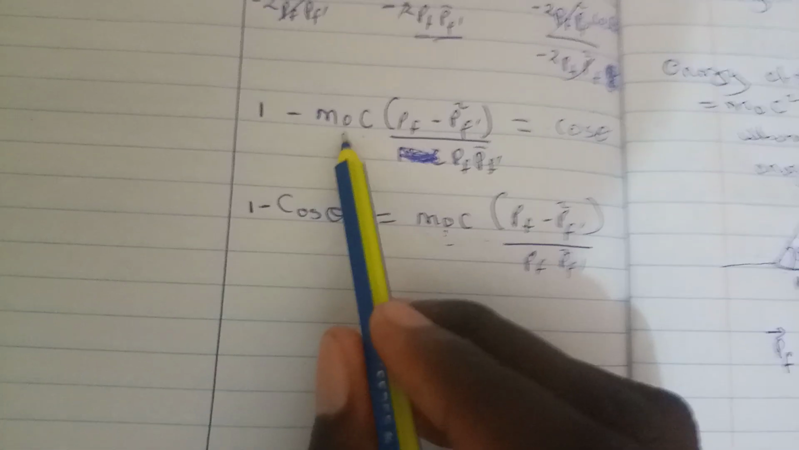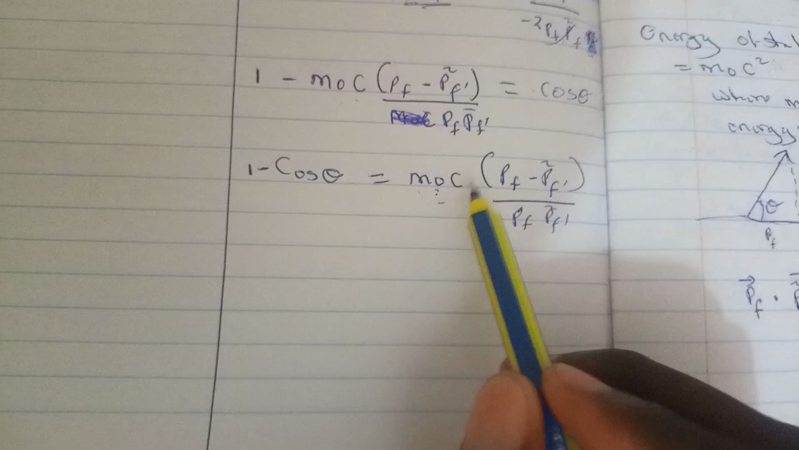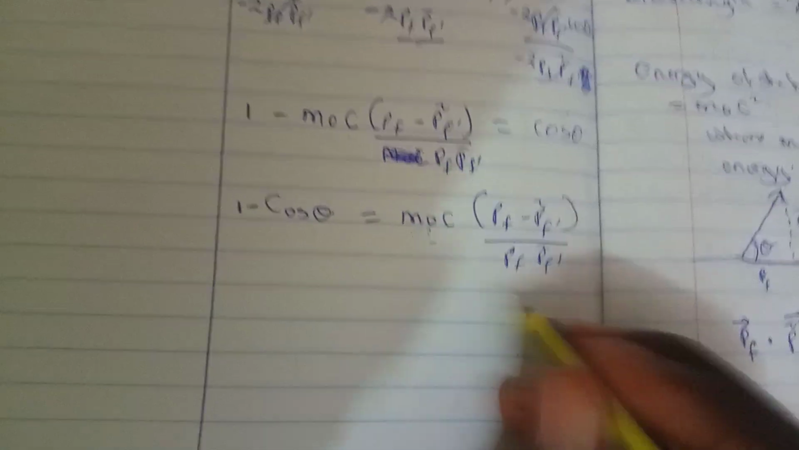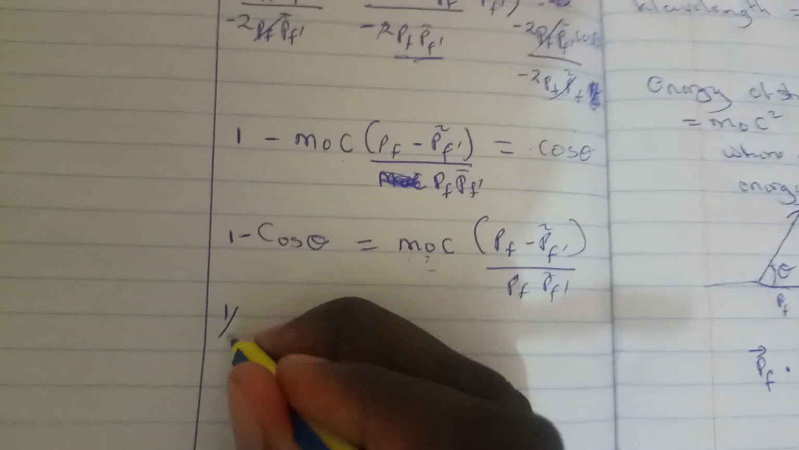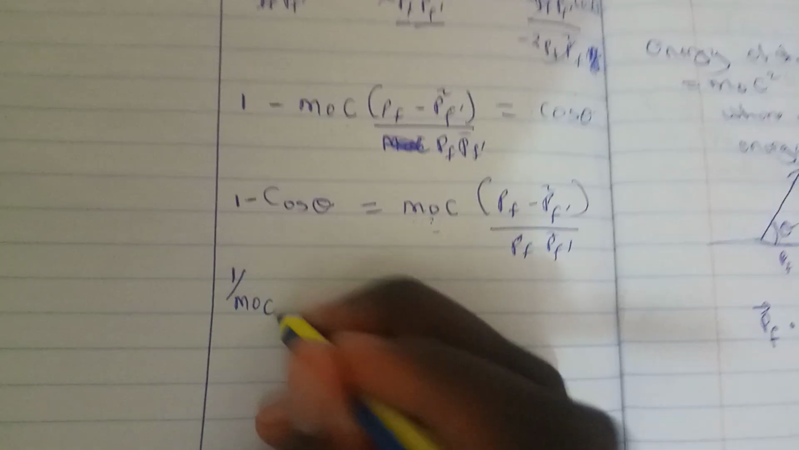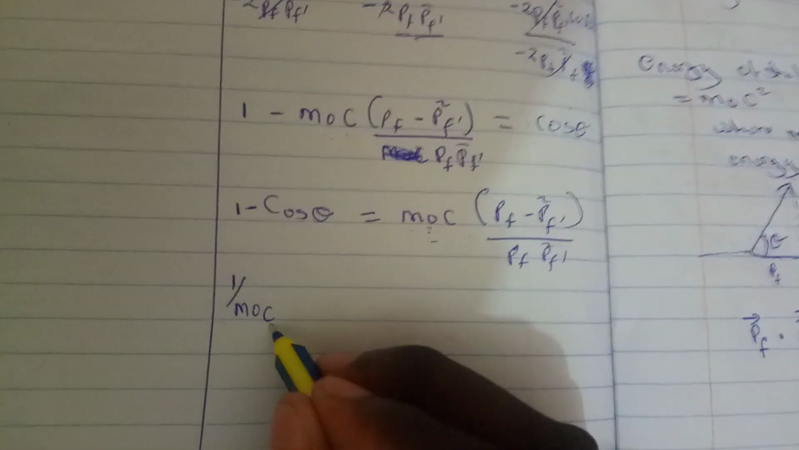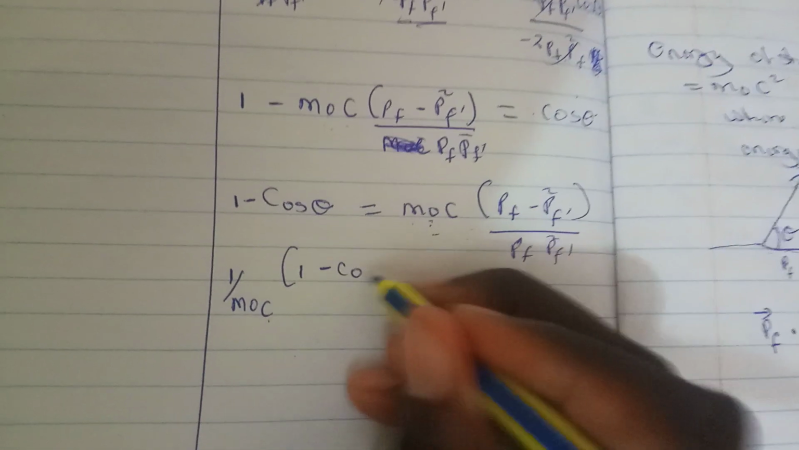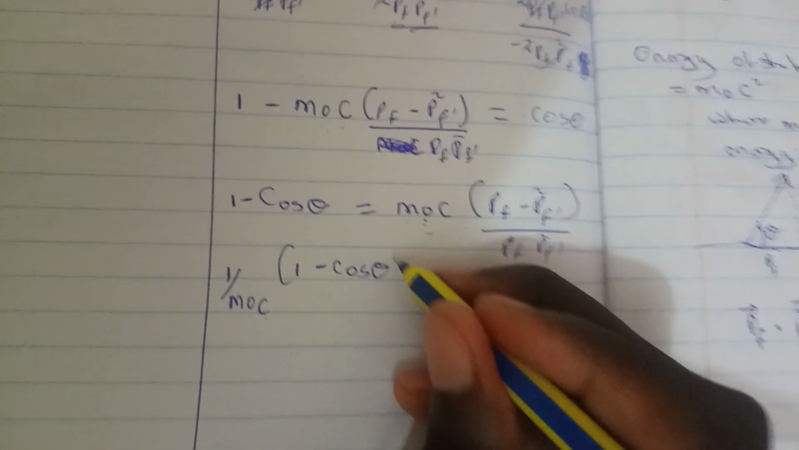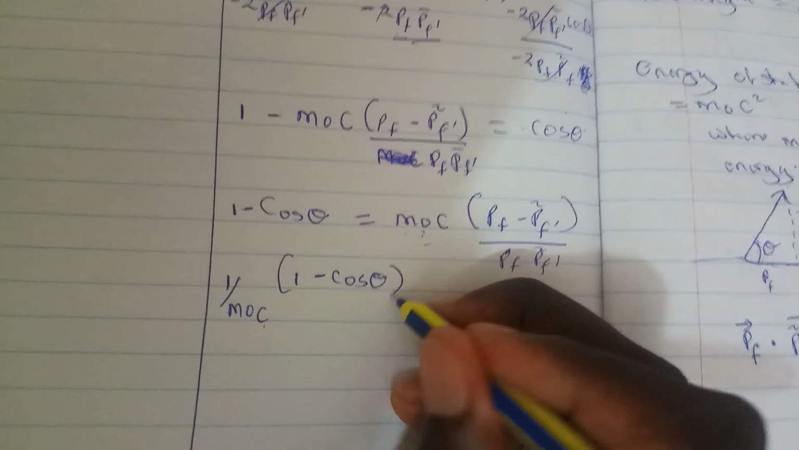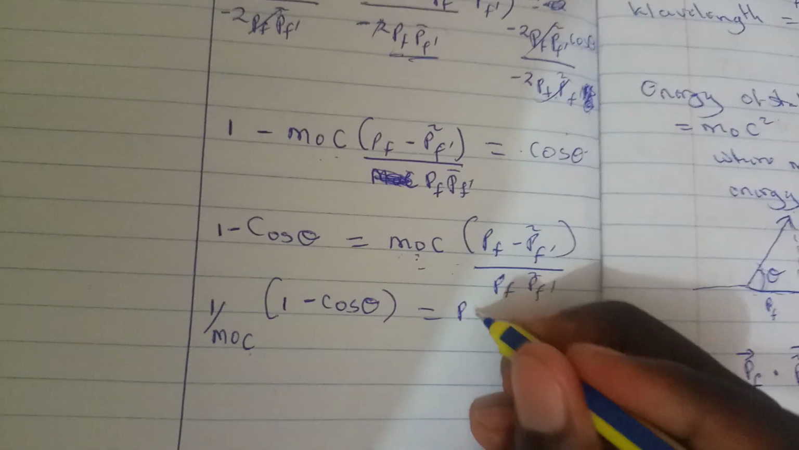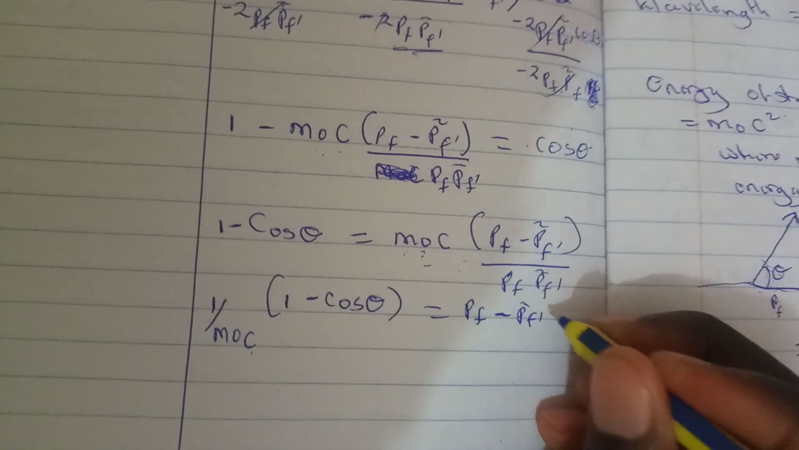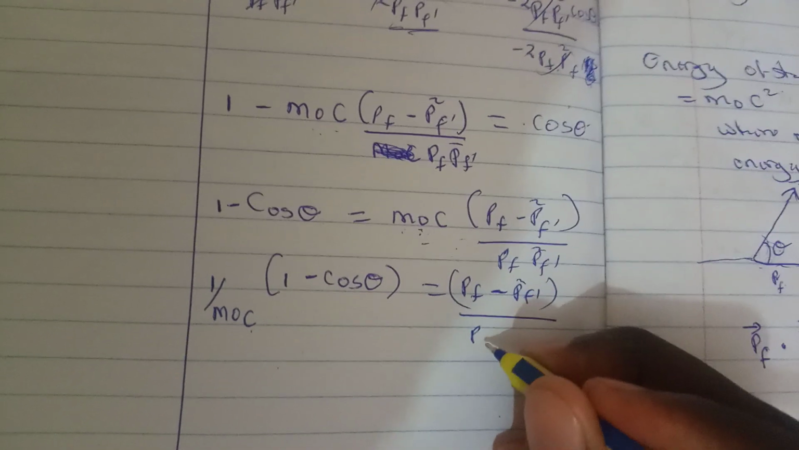We divide this one by m naught. In this equation we divide by m naught c, so that on this side we'll have 1 out of m naught c into 1 minus cos theta is equals to pf minus p prime f prime out of pf prime.